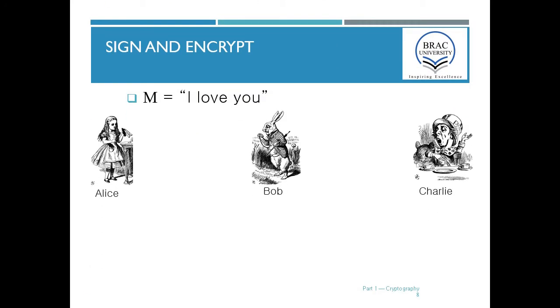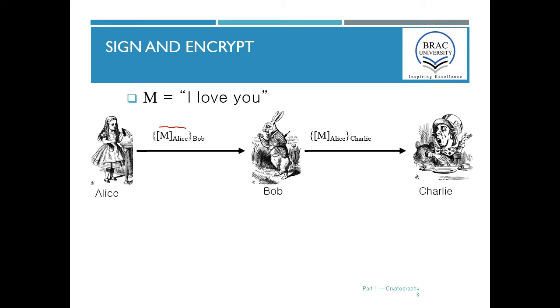So let's take a look at this example. It is like a story. Alice loves Bob, but Bob actually doesn't like Alice. So what is happening here? Alice sent this message, I love you. She signed that message first, encrypted it with Bob's public key, and sent it to Bob.